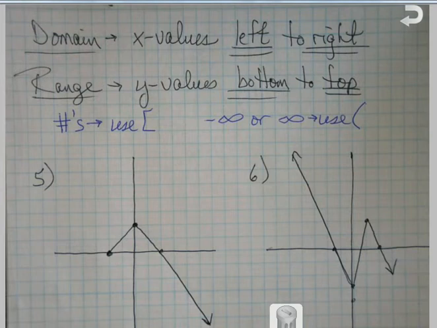Domain, again, is left to right. You don't have a choice on this. You can't go right to left. You can't use the y values instead of the x's. You've got to go left to right for domain, and with your range, you've got to go bottom to top.